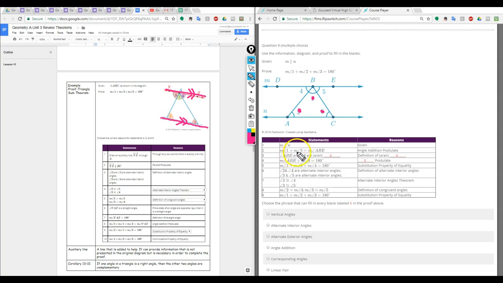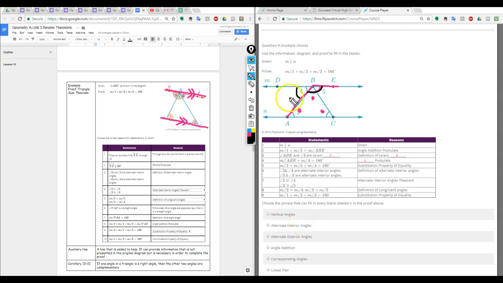Measure of angle 1 plus the measure of angle 5 is equal to the measure of angle ABE. They're saying 1 and 5 make ABE. That's the angle addition postulate. And then angle ABE and angle 4 are blank. Definition of a blank. Okay, so they want to know what is angle 4 and angle 5's relationship. Well, this goes back to your definitions.